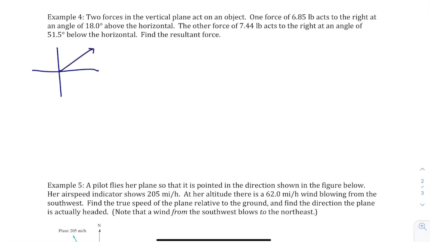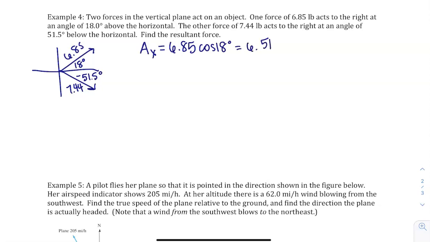And here we have this one vector of 6.85, and we know that it's 18 degrees above the horizontal. And this other force is below the horizontal, so that's negative 51.5, and its magnitude was 7.44. So we need to get the x components of these. 6.85 times cosine of 18 degrees is 6.515.